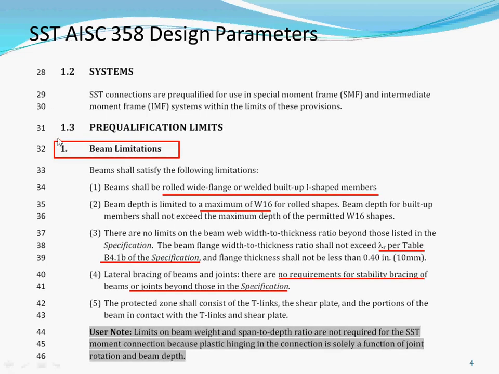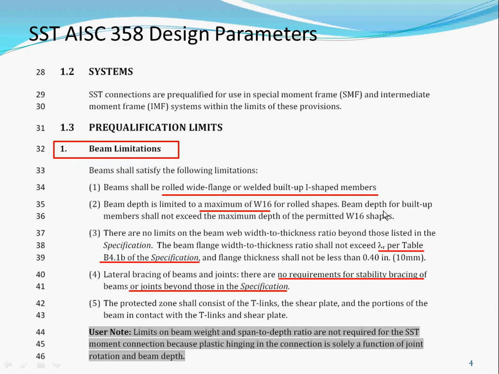So 1.3 is qualification limits. What are we qualified for? For the beam, we could use W shapes, or we could build up our I shapes. So we left it open: just from the steel manual, or if we need to, we could build up whatever shapes we want. However, it is limited to a maximum of W16 for rolled shapes, and the maximum depth of W16 for built-up shapes. I'll go into that a little later to tell you what W16 is, because there is actually a range of W16.